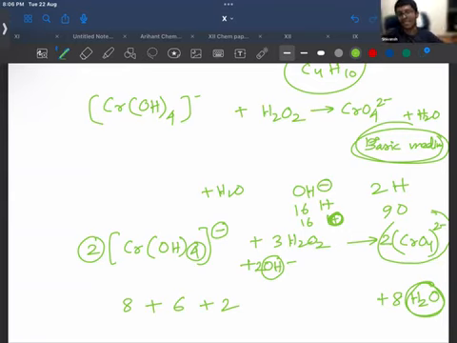Okay, bye bye. This is actually nifty for determining which element is getting oxidized. It's so cool. Yeah, thanks. Good to know that.